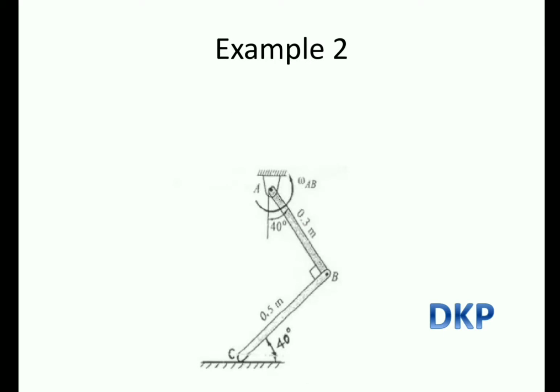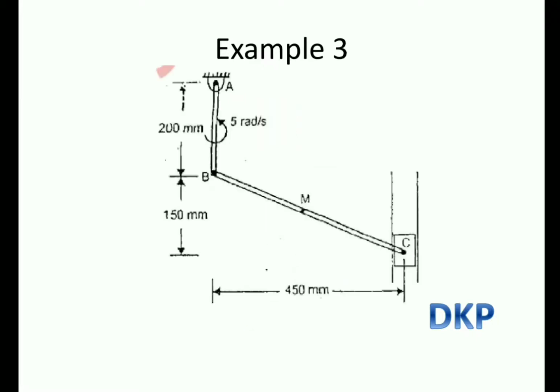Next example is again a slider crank mechanism. Though the slider is not visible over here, we are going to draw the perpendicular to the sliding surface as discussed. So let's draw the extension from the crank. The crank is in pure rotation, so we draw the extension from the crank. We draw a perpendicular to the sliding surface, and that intersection is going to give us the ICR of this mechanism. Let's see example 3.